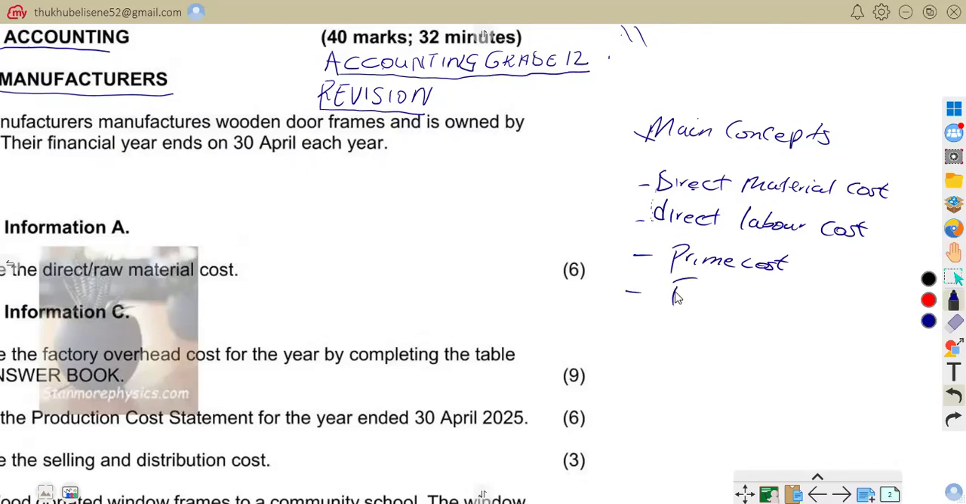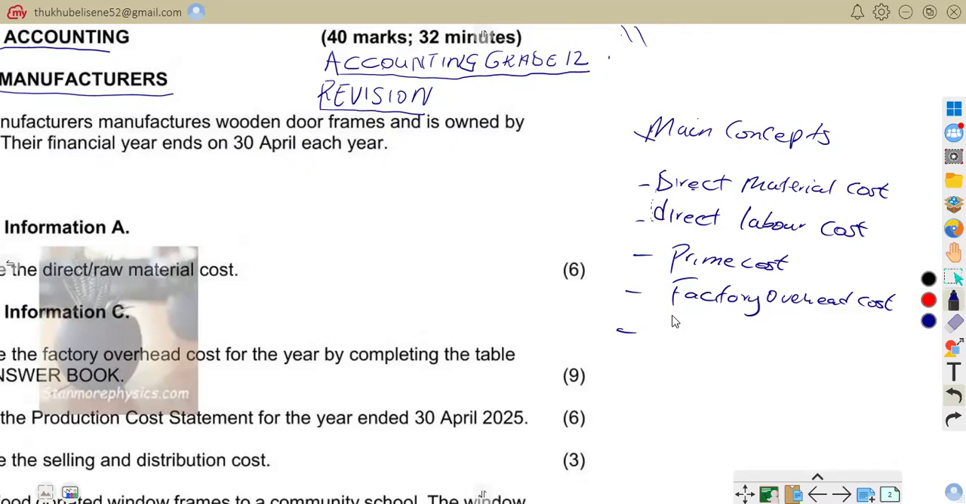So that is that. Then you're going to come across factory overhead cost. With factory overhead cost, you're talking about the indirect manufacturing cost that cannot be linked directly to a specific product. For example, rent of the factory, electricity, depreciation on machinery, factory manager's salary. Those are indirect manufacturing cost. So hope you're together with me, people.